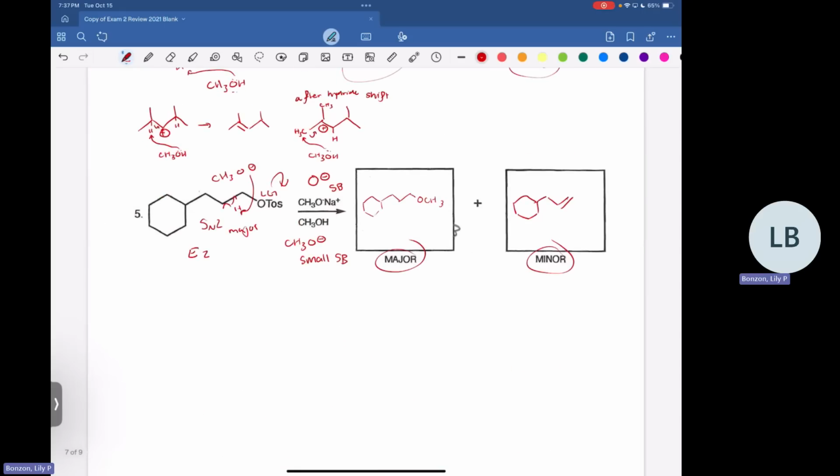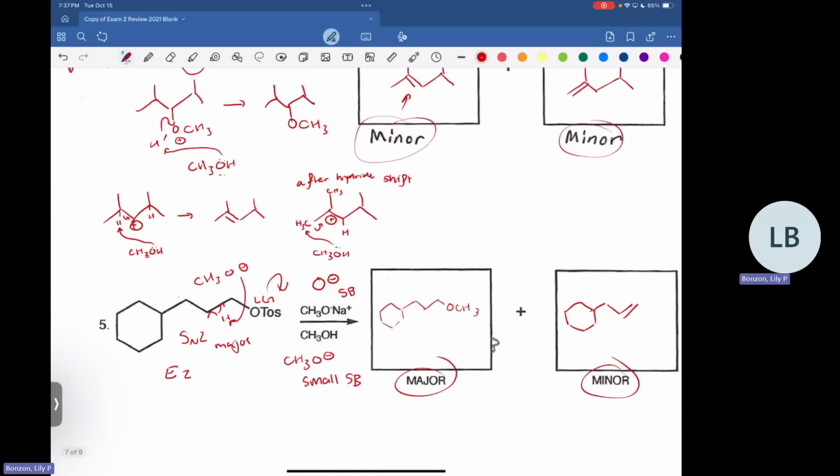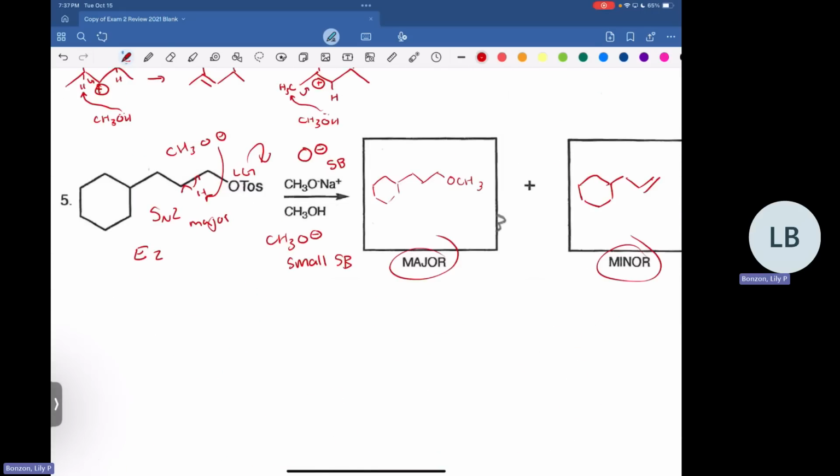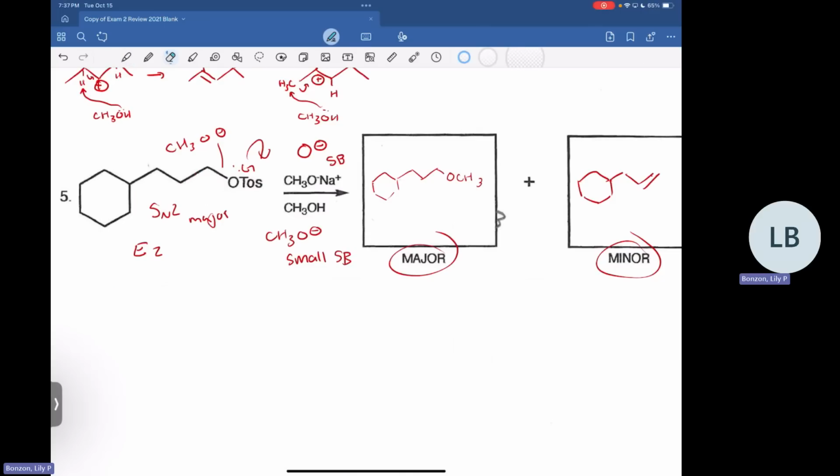So in this case, we can only draw it in one position because it's on the end of the chain. So this leaves, and then we're going to draw the double bond between those two carbons.